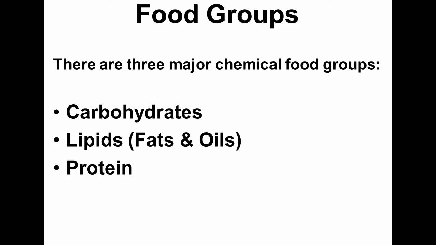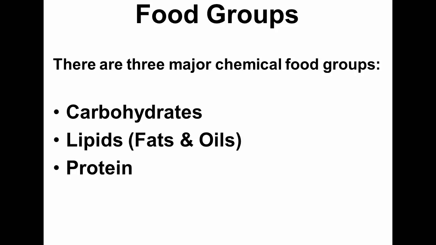Food groups. So there are three major chemical food groups. Now if you look in a textbook or something, it might say 4 or 5. These are the three major ones we're going to cover. The other ones that are included, sometimes people include water as well. Our bodies are primarily made out of water, and we definitely need to drink to keep our bodies hydrated. But I don't know if I'd call that a food.